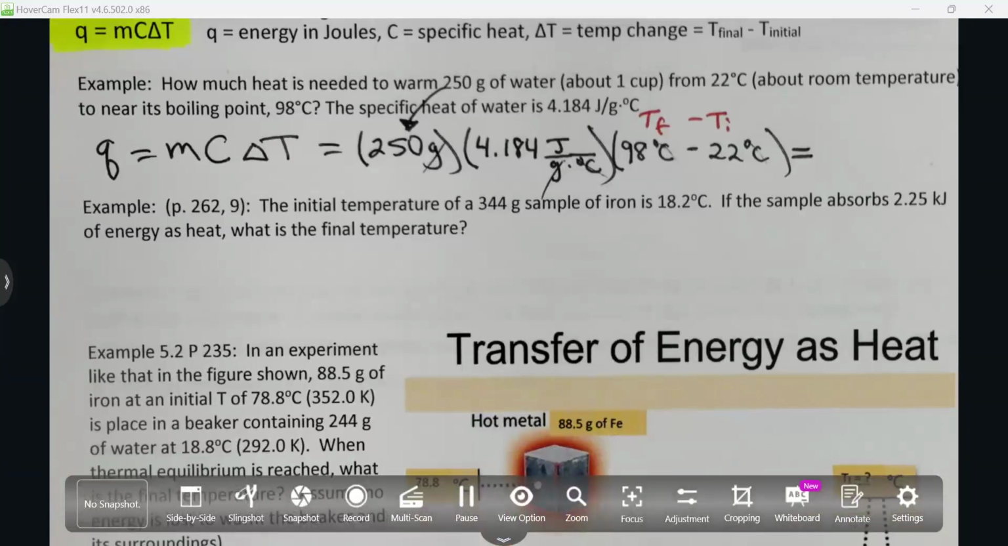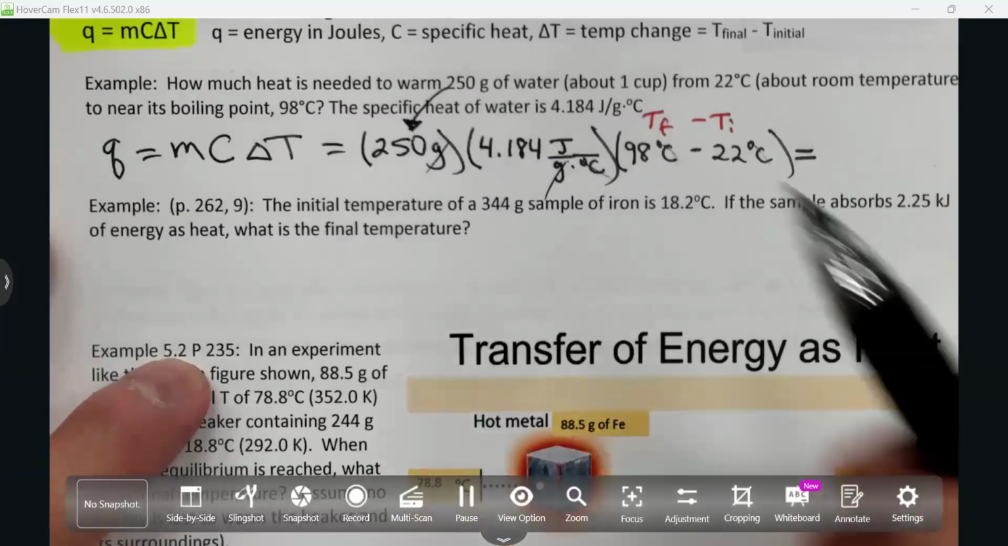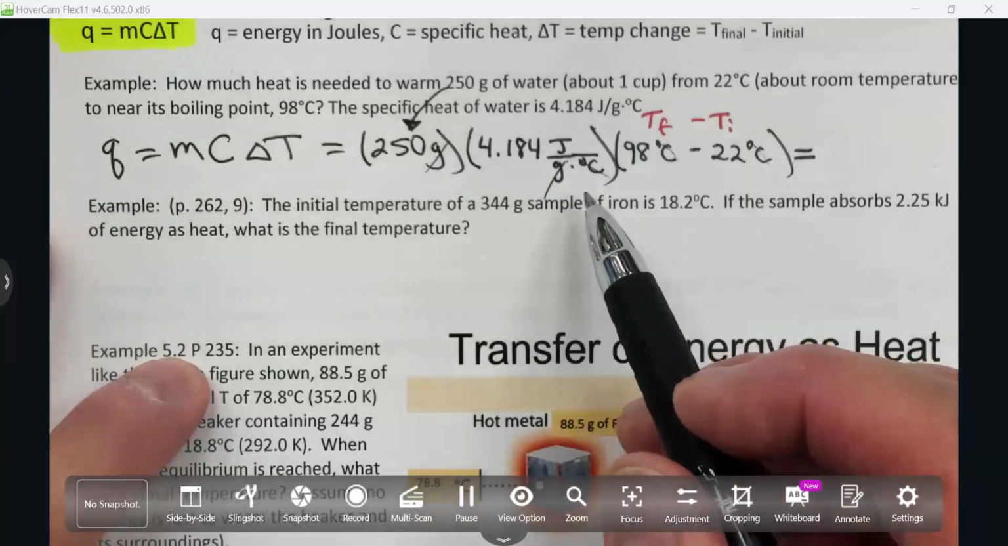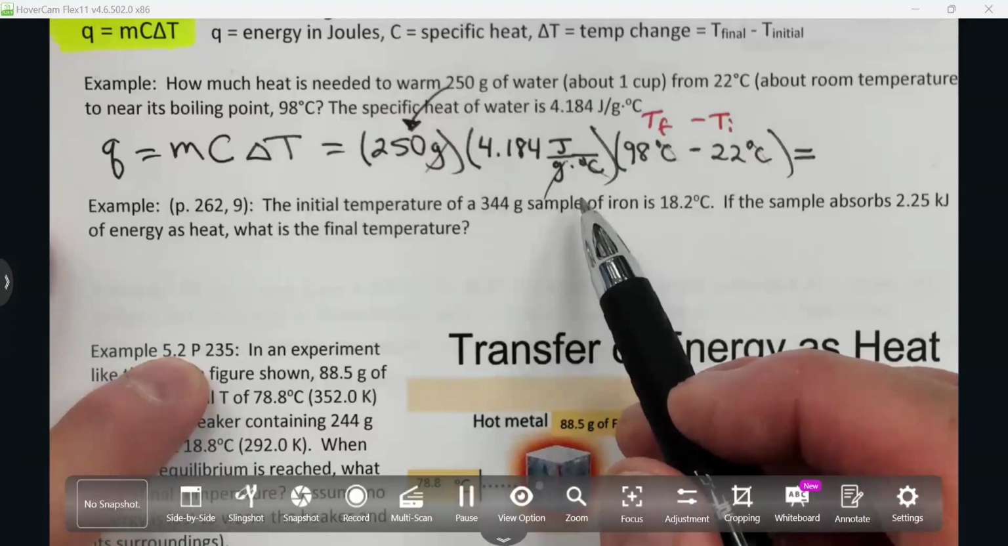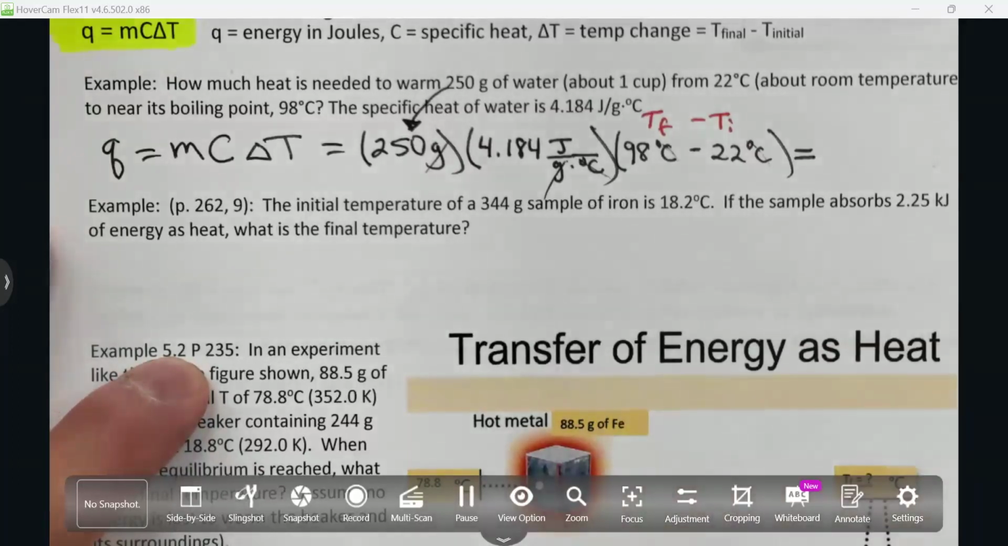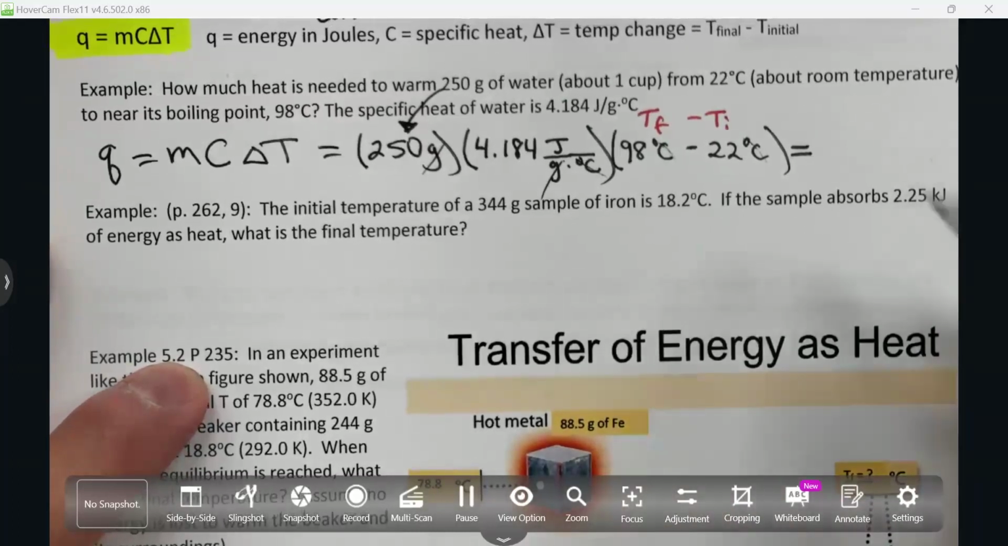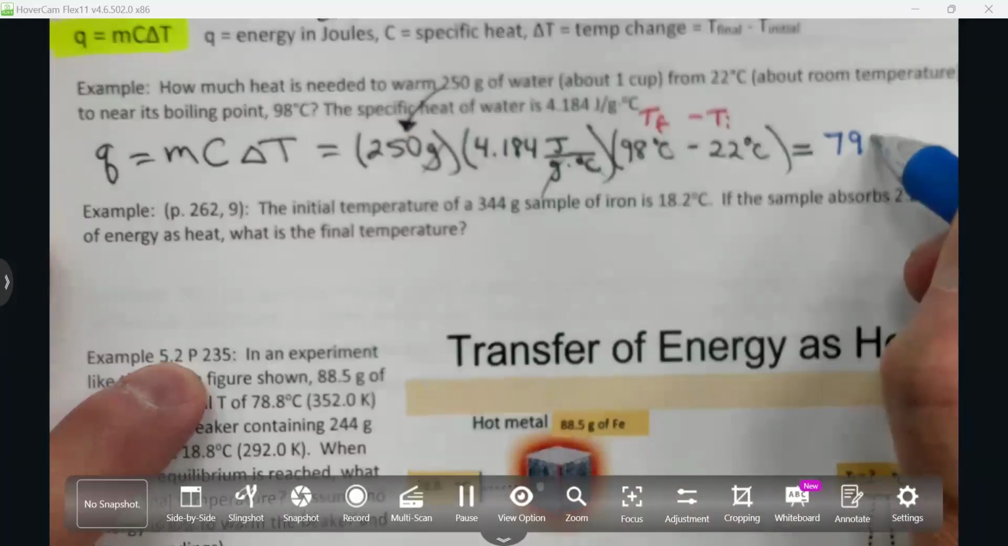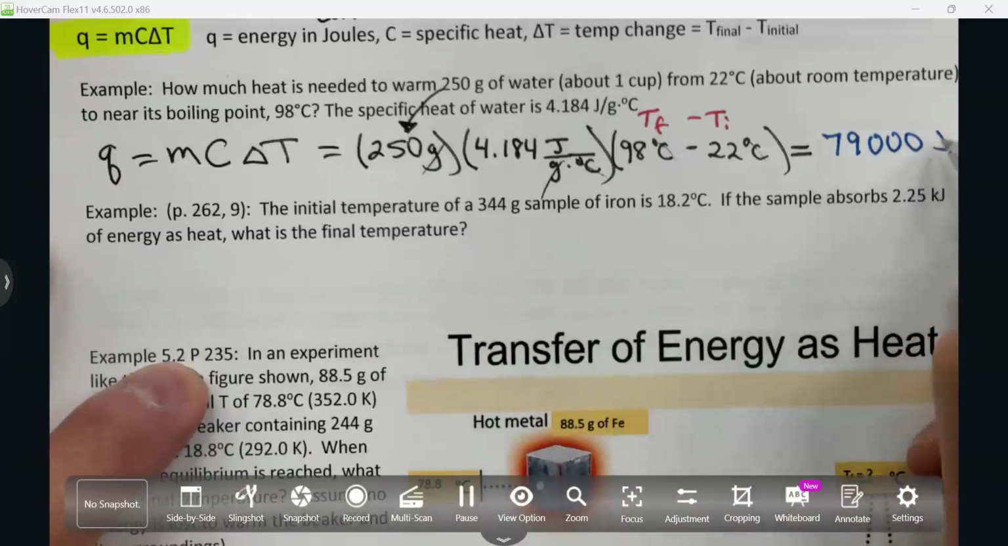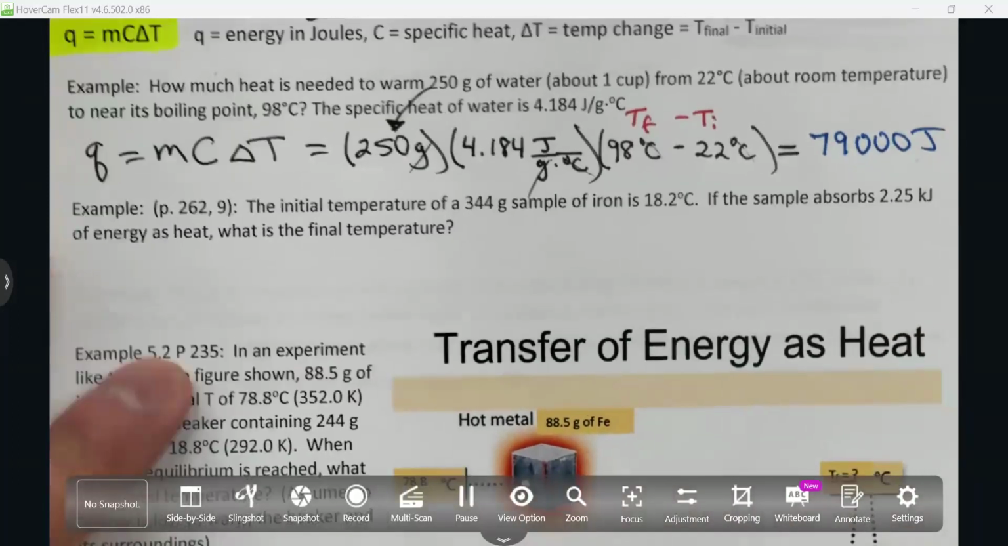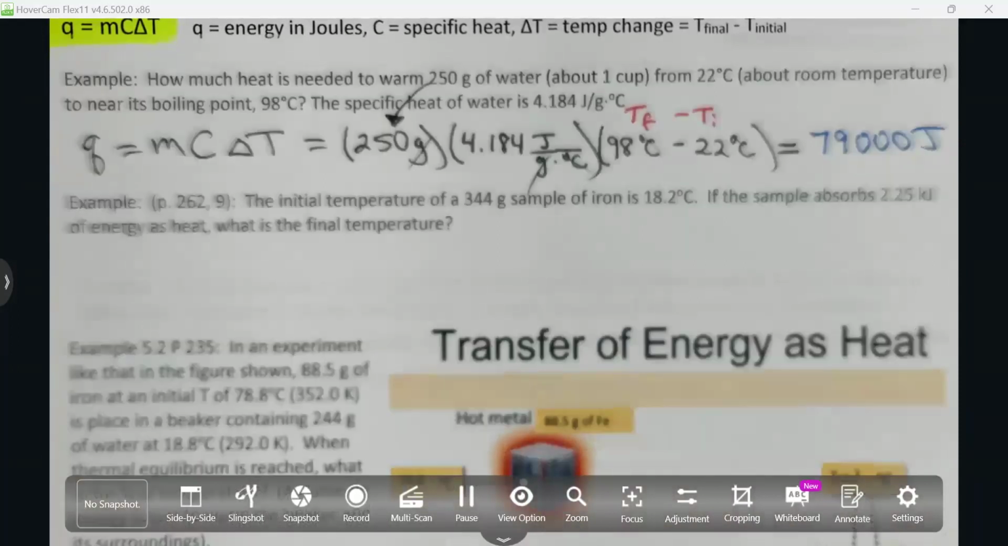Okay, we've got to multiply this out. What do we get here? Two sig figs, 79,000 joules? Yes. I think it's 79,000 joules, right? Please write down all your chickens, pigs, and cow units.